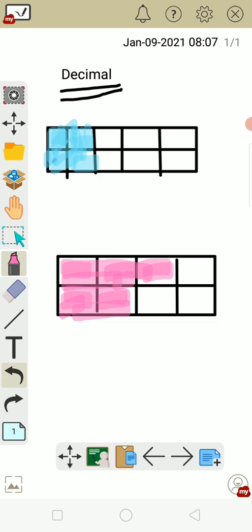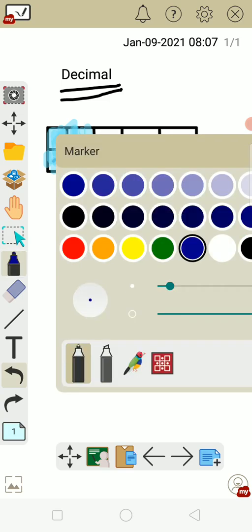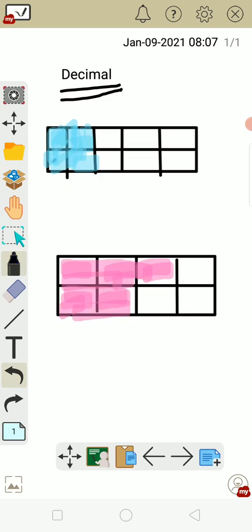The rectangle is divided into equal parts. 10 equal parts. Okay, so of the 10 equal parts, 4 have been shaded. Okay, 4 have been shaded, you know very well. So 4 shaded, how can we write it as a fraction? 4 upon 10, we can write like this.